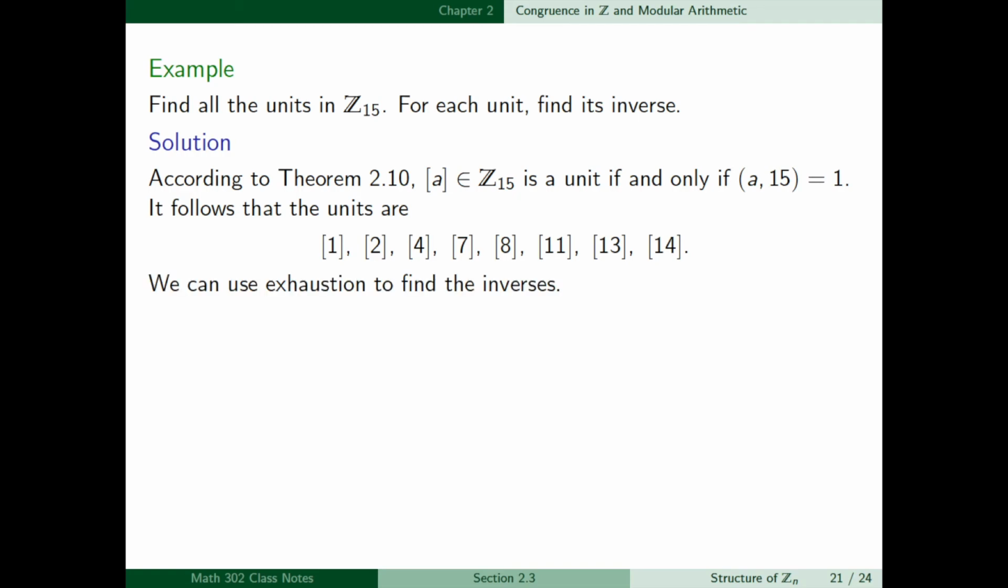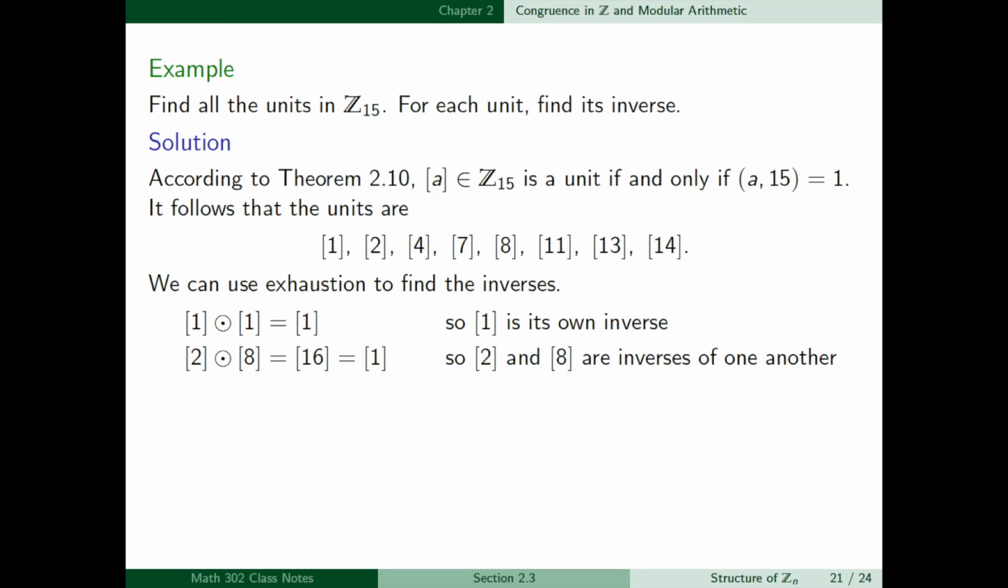And we can use exhaustion to find the inverses. So we can just try, or trial and error. So 1 times 1 is equal to 1. So that tells us that 1 is its own inverse. 2 times 8 is 16, which is equal to 1. So 2 and 8 are inverses of one another. 4 times 4 is equal to 16, which is equal to 1. So 4 is its own inverse.